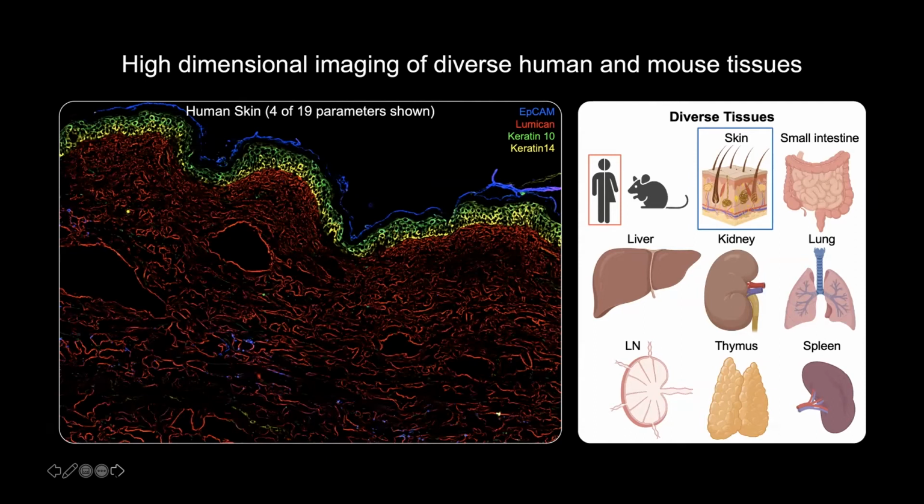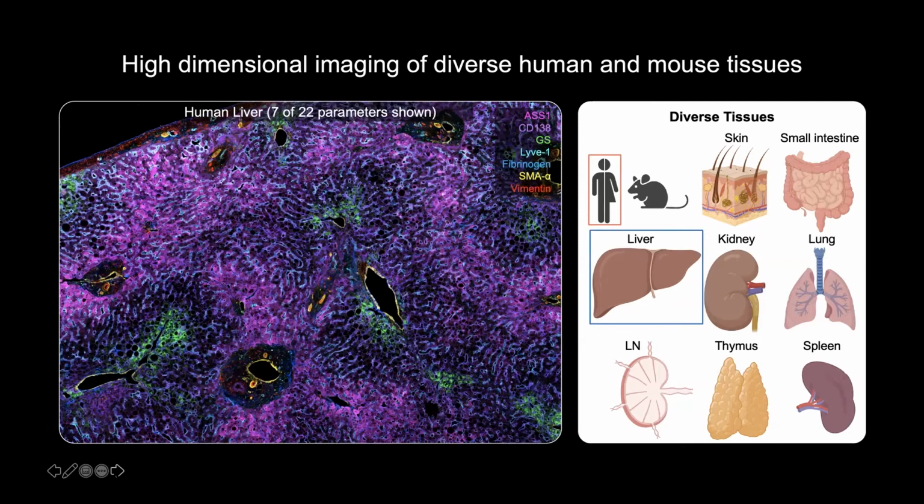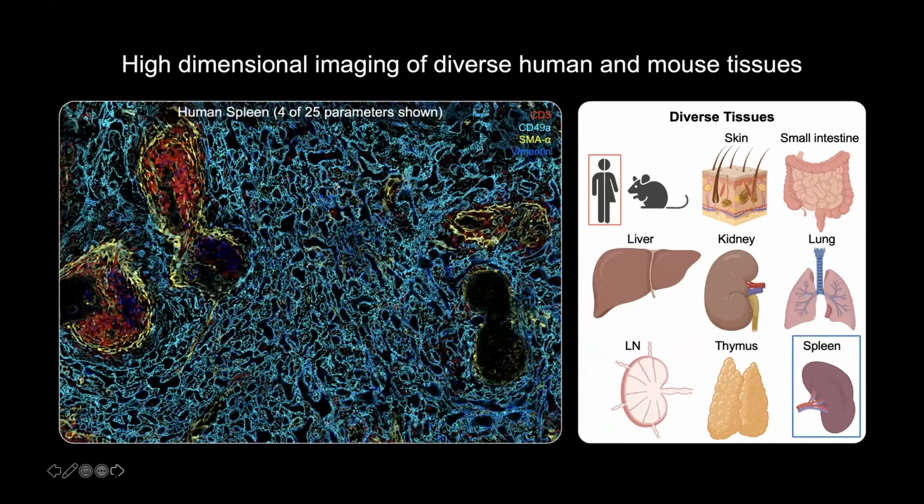Additionally, here's a liver, and I commented about the autofluorescence. The liver, for anybody who's imaged it, is notably autofluorescent because of lipids and other factors. But again, because of our optimal tissue workflows, we can get really high quality immunolabeling. And then additionally, with the spleen, here's a human spleen.